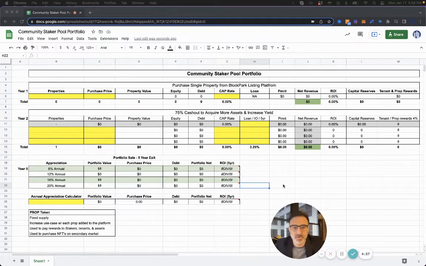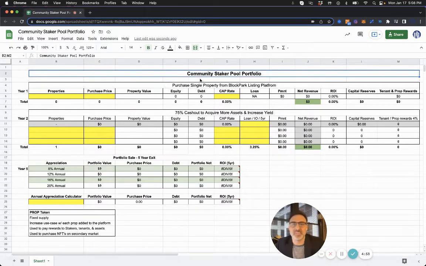I'm the CEO and founder of BlockPark, and today I'm going to tell you how our community staker pool portfolios work and how we can take one property and use leverage to acquire additional assets and turn one property into a portfolio of properties. So let's get started.